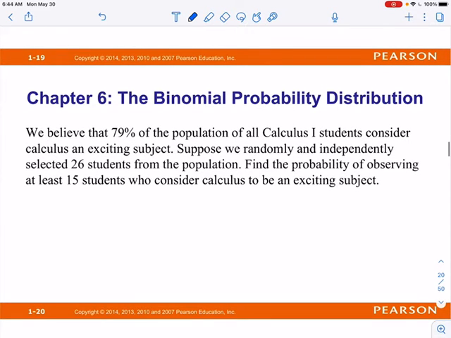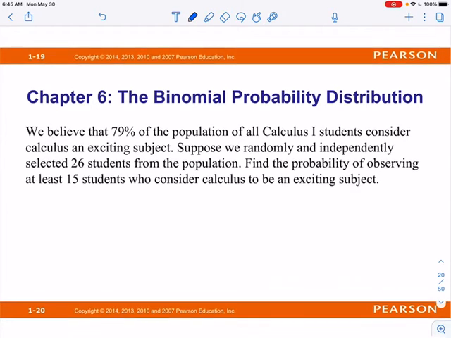Okay, this one is definitely going to be one where a calculator is going to come in handy. So we believe that 79% of the population of all Calculus 1 students considers calculus an exciting subject. Suppose we randomly and independently selected 26 students from the population. Find the probability of observing at least 15 students who consider calculus to be an exciting subject. So really what they're asking us here for is the probability that X is greater than or equal to 15. Okay, keeping in mind that we've selected 26 students.